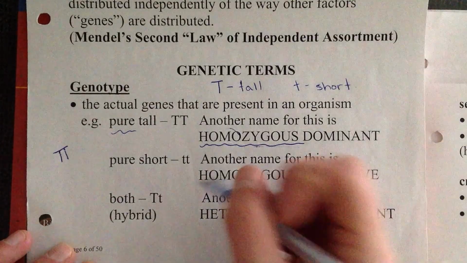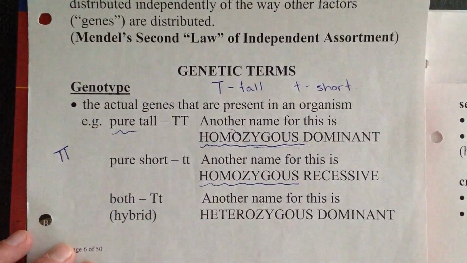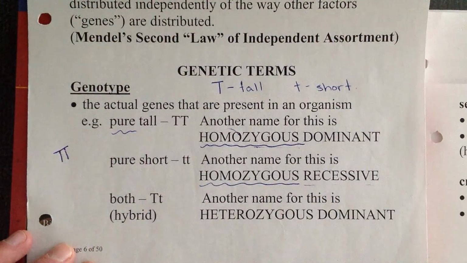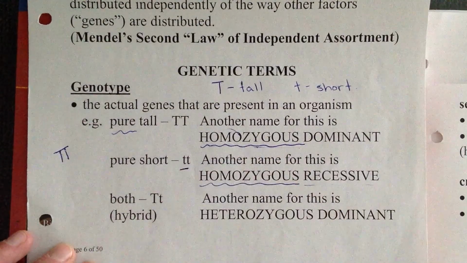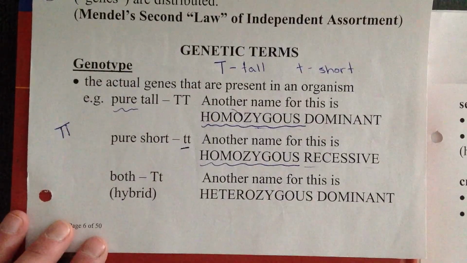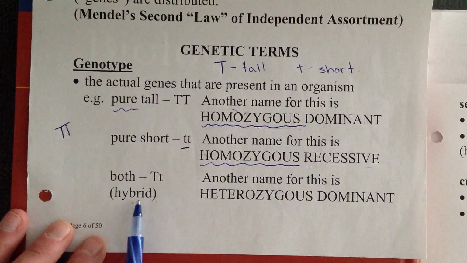So we consider this homozygous too, similar in that idea, but this time the trait is showing up as recessive, and that's the only way that we can get a short plant, okay? Little t's together is our genotype for this particular organism that would show this trait, okay?